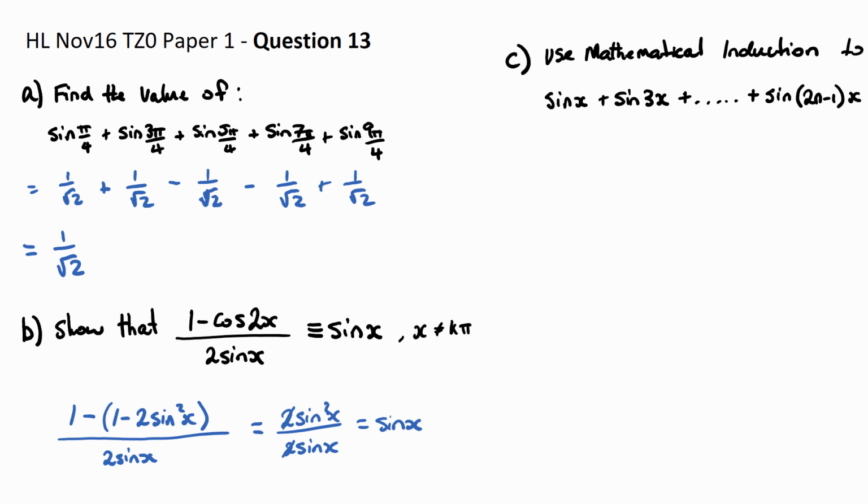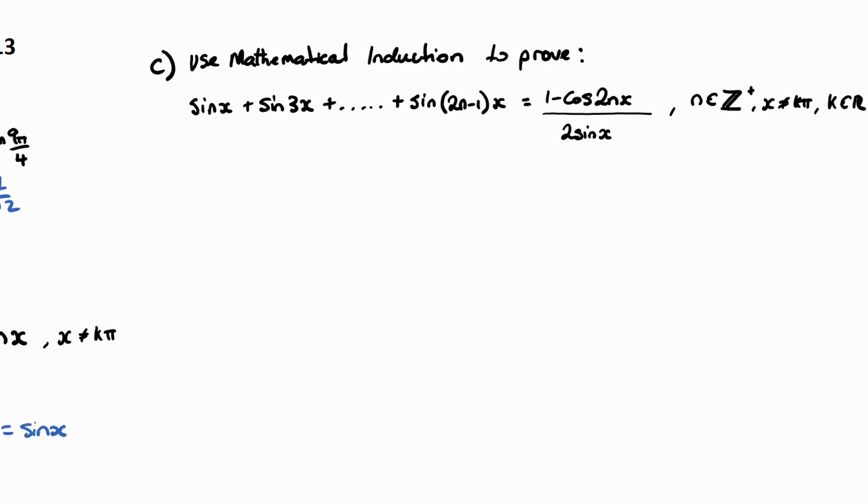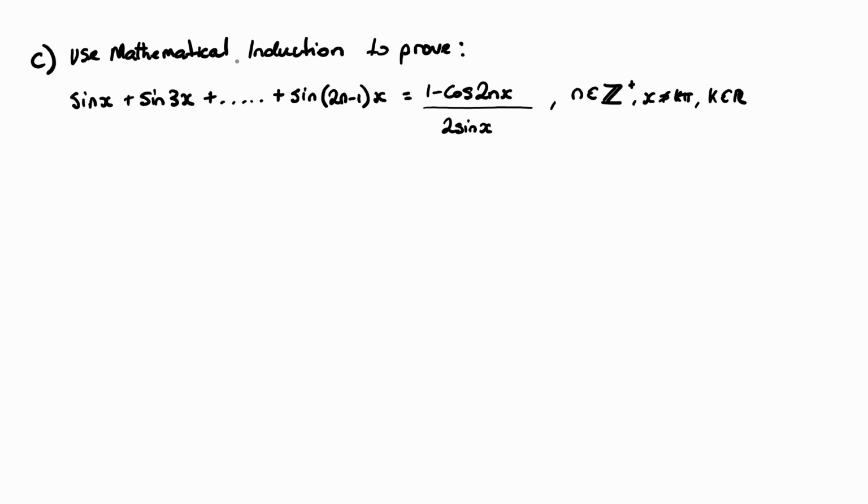Question 13, part C, a big 9-mark mathematical induction question here. For part C, it says use mathematical induction to prove this here: sine x plus sine 3x, and so on, plus sine of (2n minus 1)x will equal this expression here. Now n is an element of the positive integers.